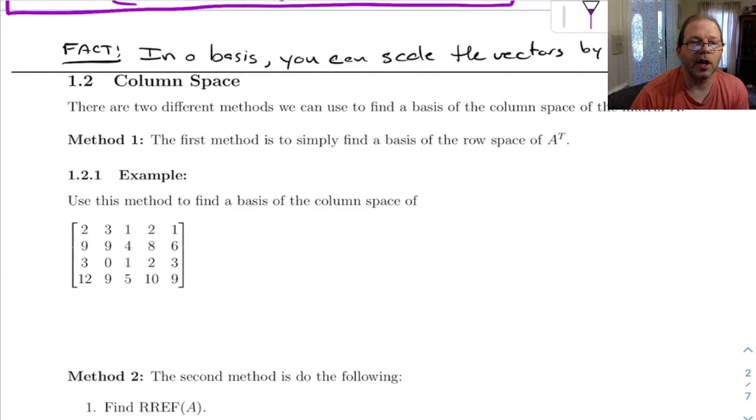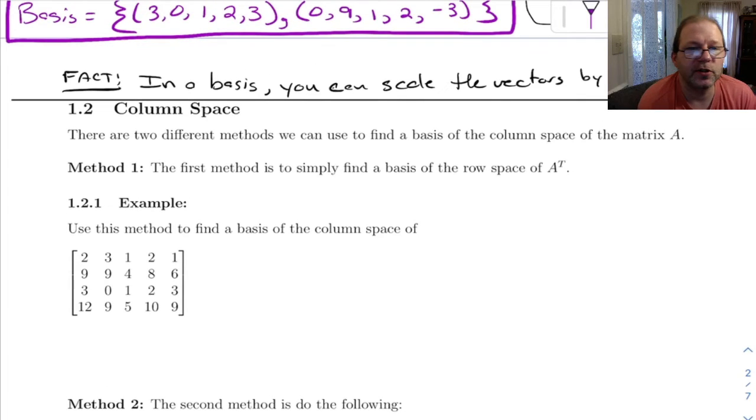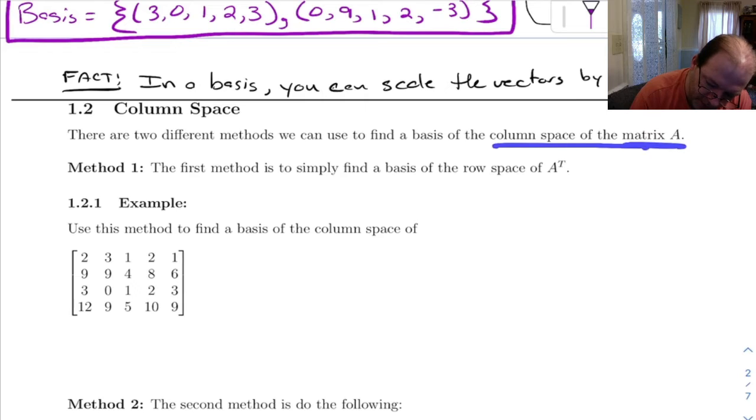Okay, now we're going to look at column space. If you're trying to find a basis for the column space of a matrix, there are two different techniques you can use, and we're going to look at both of them. The first one is just to realize the transpose. If you've got the matrix A and you want its column space, that's the same thing as the row space of A transpose.